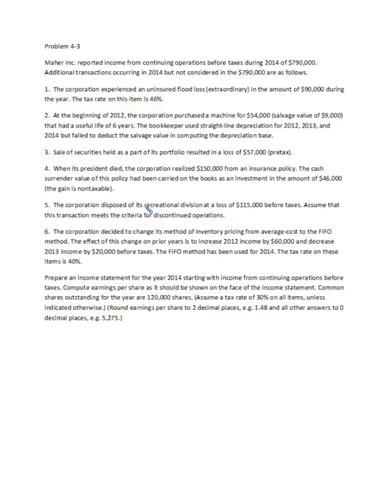The first one says the corporation experienced an uninsured flood loss, and it tells us it's an extraordinary item. So let's make a note. This is going to be an extraordinary item. And we know, or hopefully you recognize, extraordinary items go on the income statement.